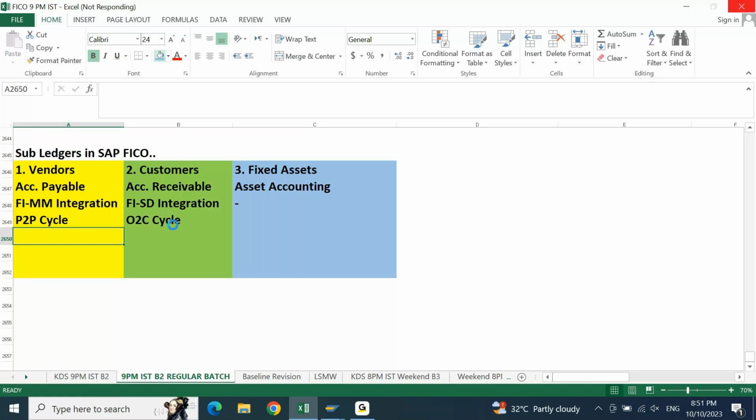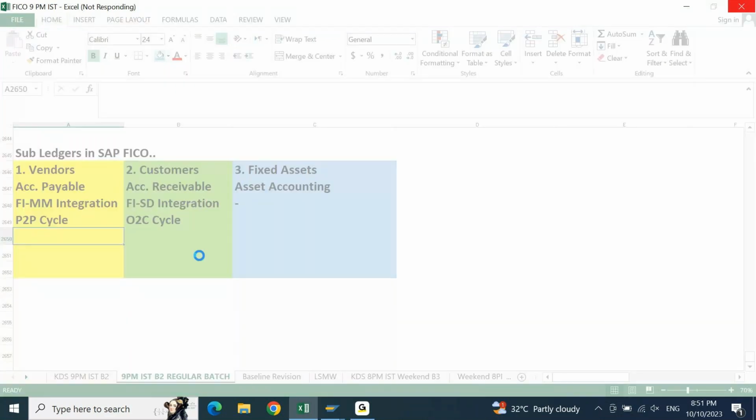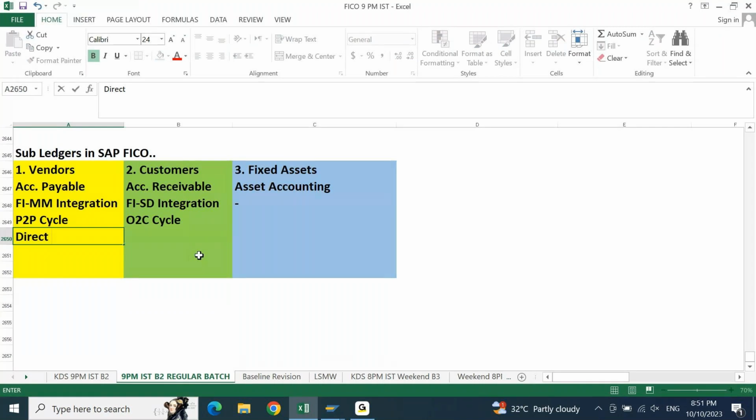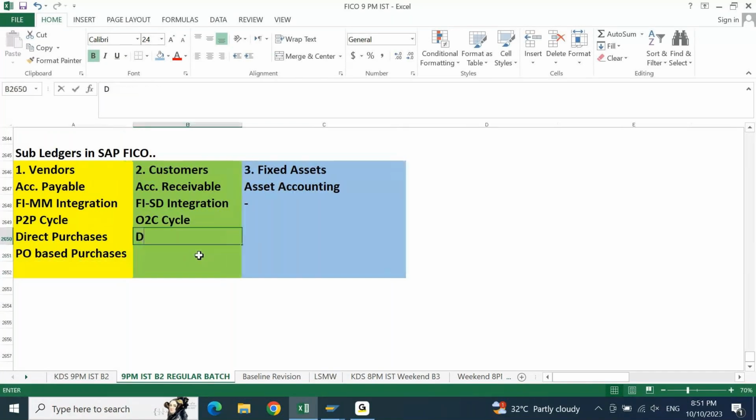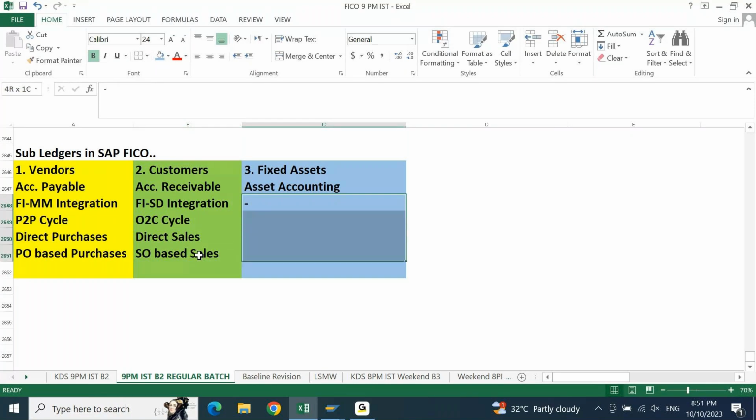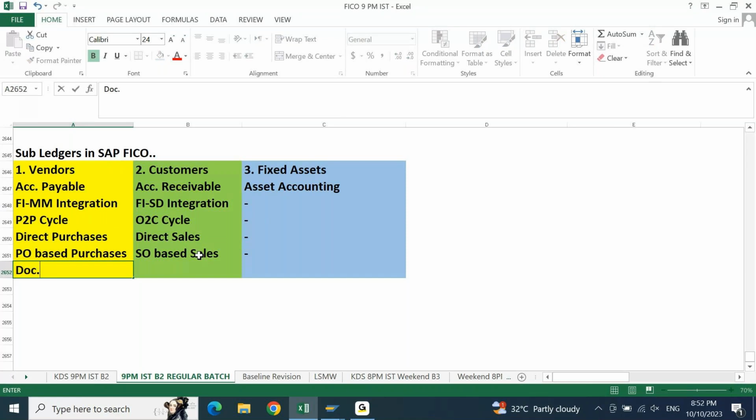And here you should talk about direct purchases, PO based purchases. Here, direct sales, SO based sales. Nothing as such here because it is completely different asset accounting.